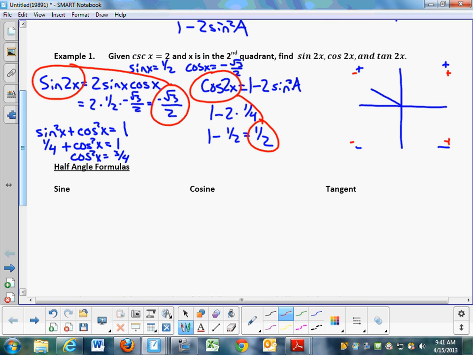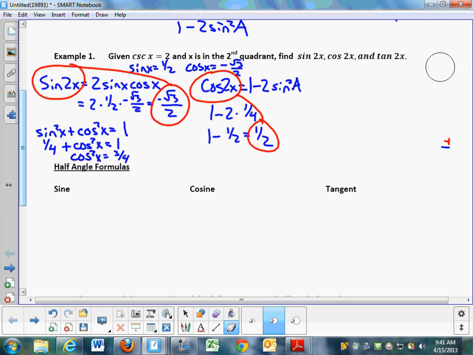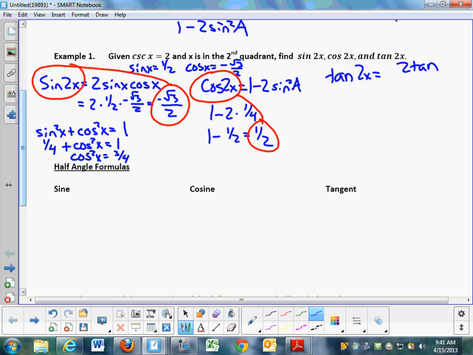Now I've got one more: tangent. Tangent of 2x is equal to 2 tangent over 1 minus tangent squared. If sine of x is 1/2 and cosine of x is negative square root of 3 over 2, how do you find tangent?